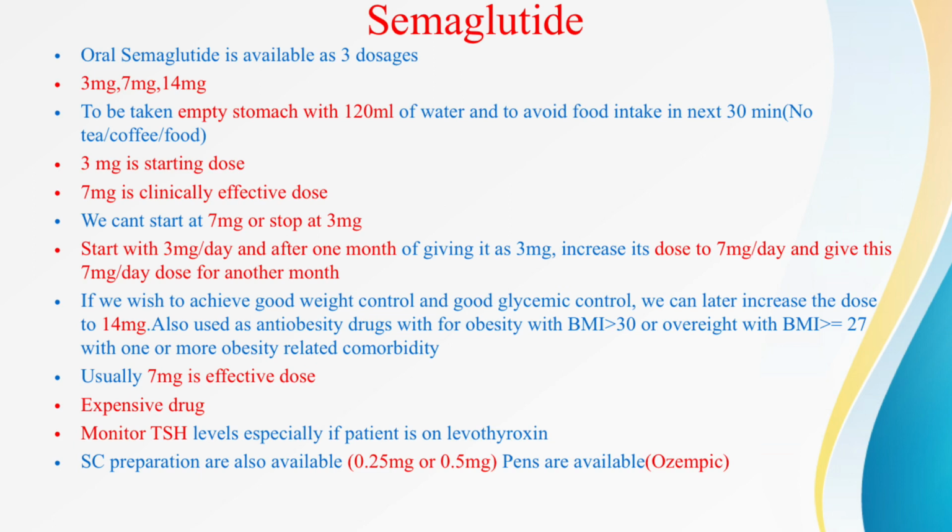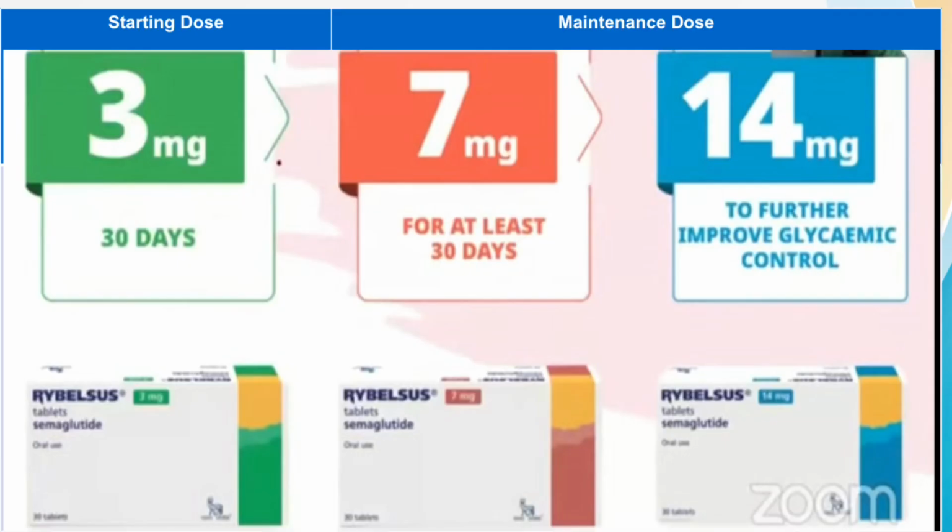In patients who are on levothyroxine for hypothyroidism, we must always monitor the thyroid stimulating hormone levels. And nowadays, subcutaneous preparations of semaglutide are also available as 0.25 milligram or 0.5 milligram pens. In the market, it is available as Ozempic. I will talk about the injectable preparation of semaglutide in another video.